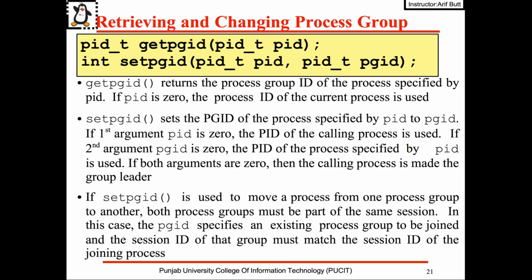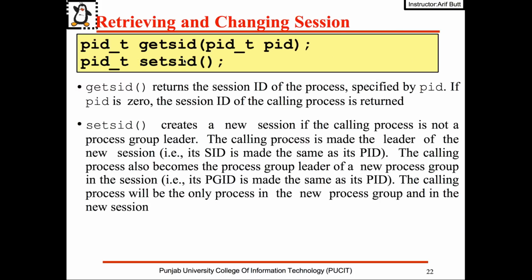Well, dear students, from within a C program, you can use the getpgid and setpgid system calls to get the process group and change the process group respectively. These two calls, getpgid and setpgid, are used to retrieve and change the process group. Similarly, you can retrieve and change the session ID of a process using the getsid and setsid system calls. I'm leaving the proof of this concept as an assignment. You can see the man pages of these system calls for details.